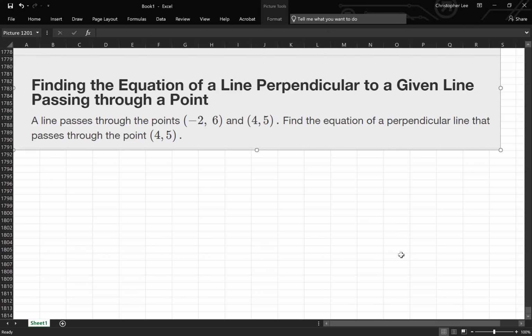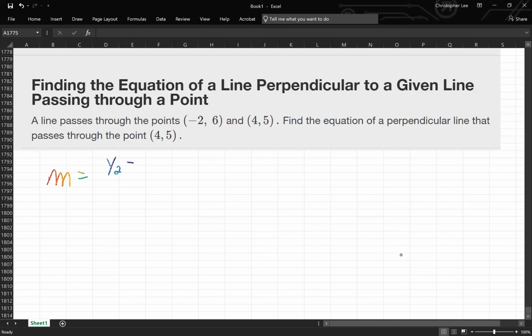So first thing we want to do, let's find this general slope that we have. M is equal to y2 minus y1 over x2 minus x1, right? I'm just going to call this one x1, y1, and I'm going to call this one x2, y2. It doesn't matter which one you call, all right? Whichever one you're most comfortable with, do. Okay? So I have 5 minus 6 over 4 minus negative 2. This is going to give me a negative 1 over 6, right?